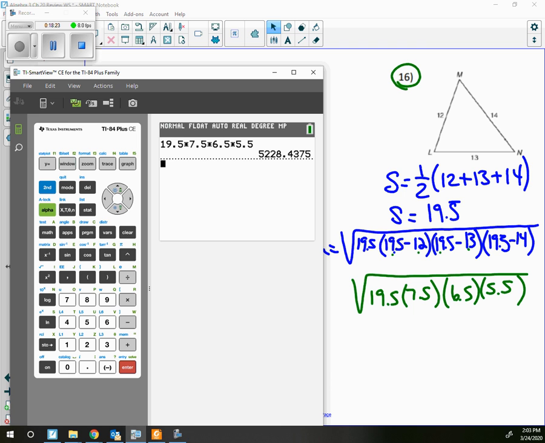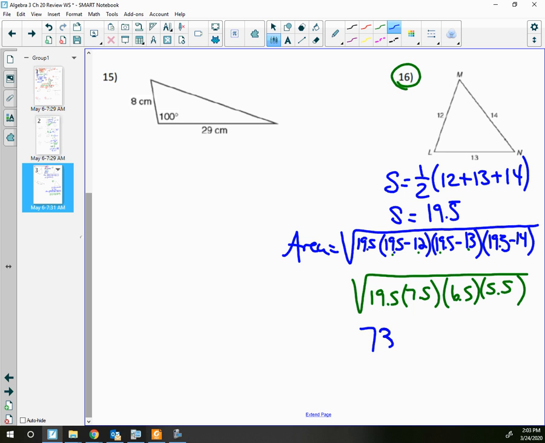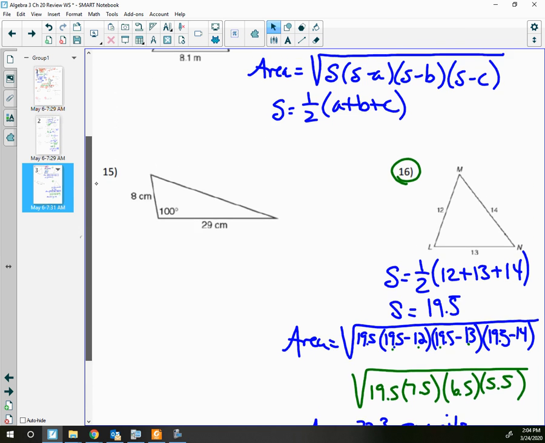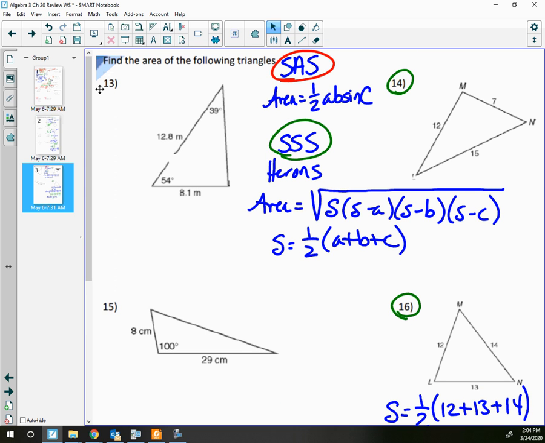I get that big 5,000 number, but remember, that's just the part under the square root. I need to take the square root of my answer, and then I get 72.3. So the area is 72.3, and that would be in square units, whatever your units are. Remember, this is an area, so 72.3 whatever your units are, squared. Heron's formula works awesome if you have 3 sides. So side, side, side.